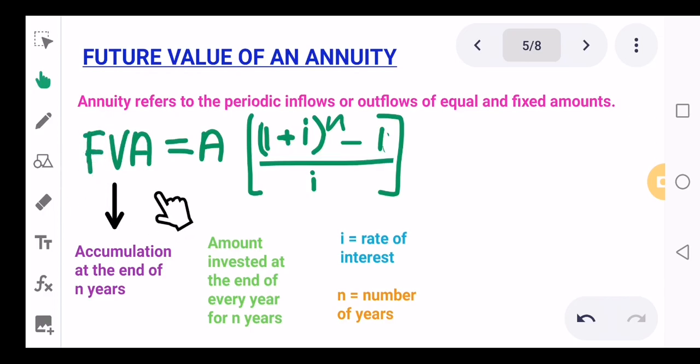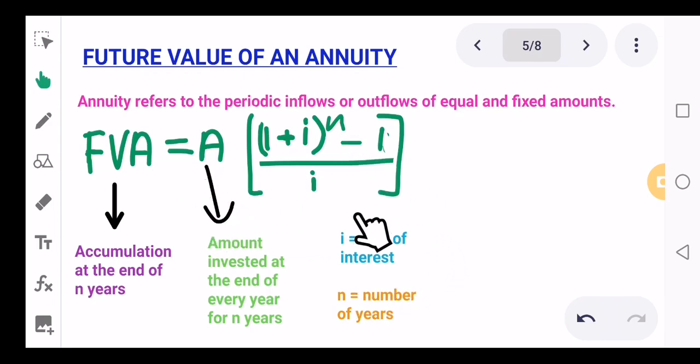Future value of an annuity is the accumulation, or the amount at the end of n years. In case of annuity, A is nothing but the annuity. That is, 1000 is being deposited every year, so 1000 would be A. So A is the amount invested at the end of every year for n years. Now what is this? 1 plus I. We know I is the rate of interest and n is the number of years.